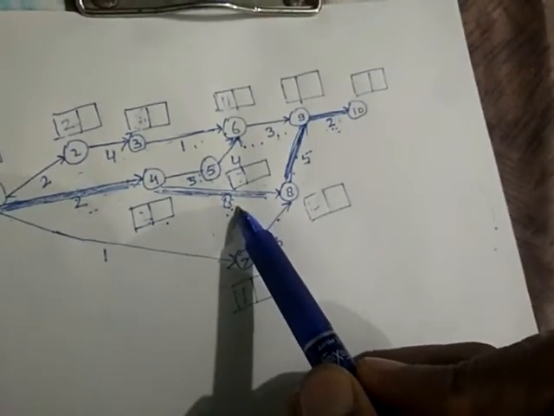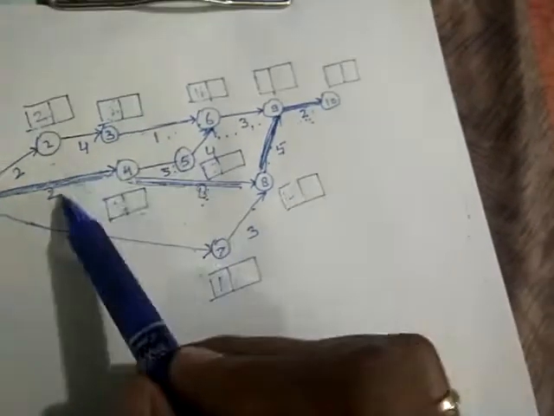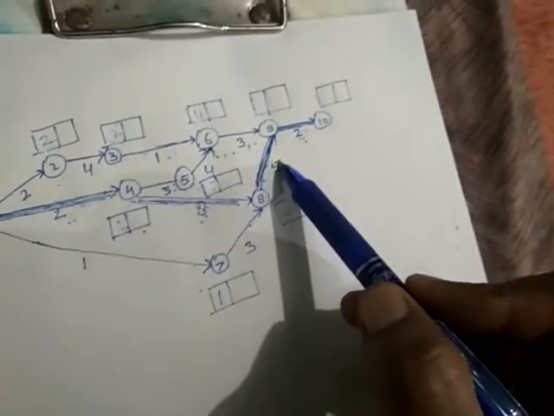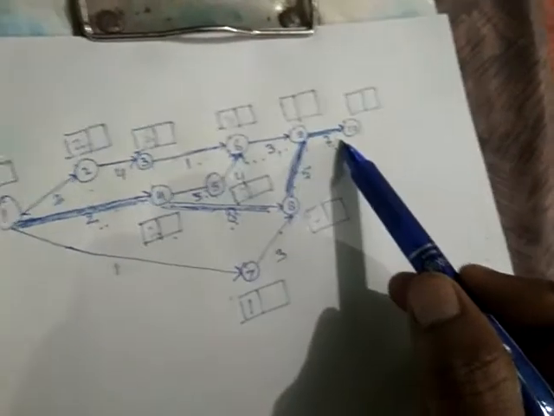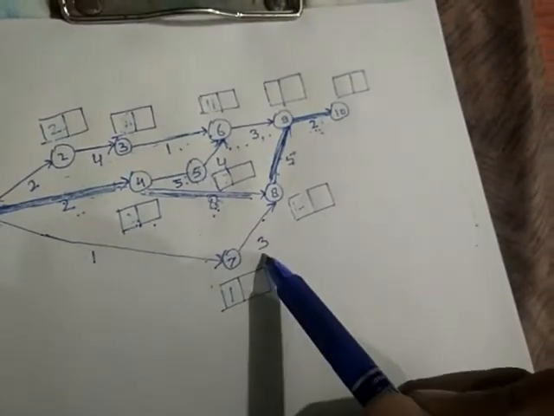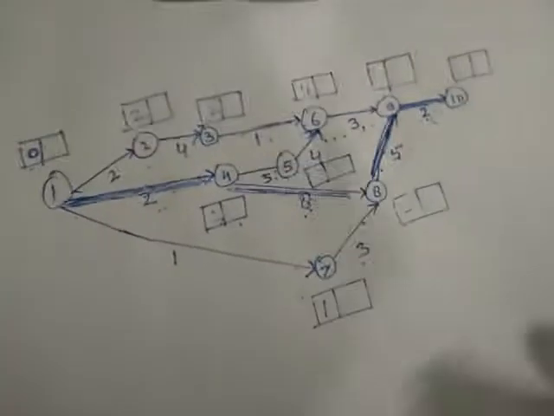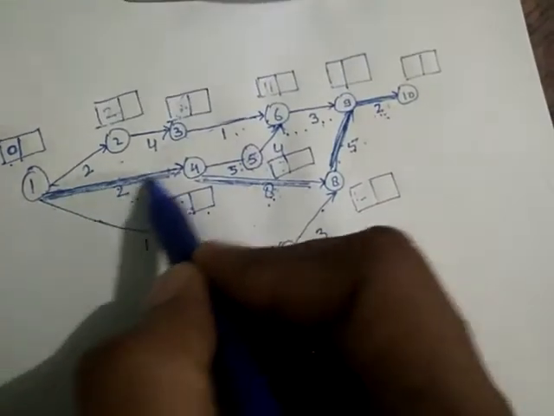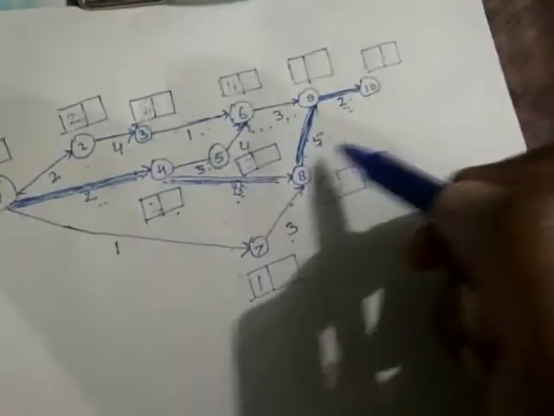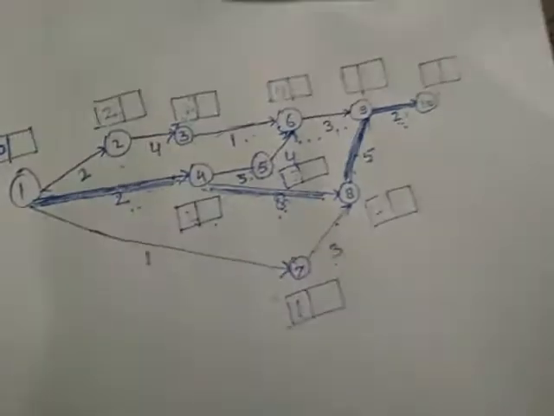Now coming here, 2 plus 8 is 10, 10 plus 5 is 15, 15 plus 2 is 17. Again 17 is greater than 16, so 16 will be dropped out. Now one more path is there: 1 plus 3 is 4, 4 plus 5 is 9, 9 plus 2 is 11. So 17 is the maximum duration, and the path is 1 to 2, 1 to 4, 4 to 8, 8 to 9, and 9 to 10. So this is the critical path, and these activities are critical activities.